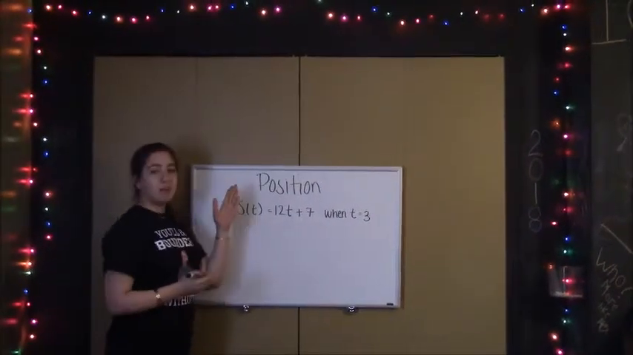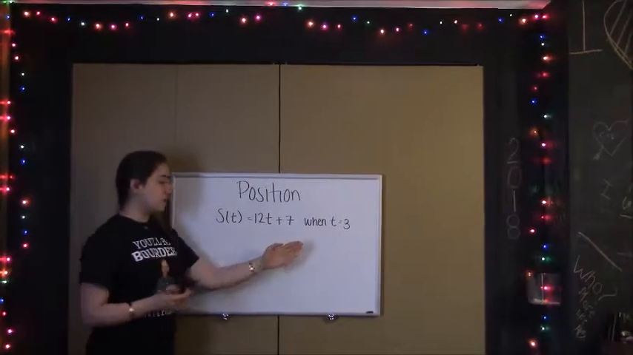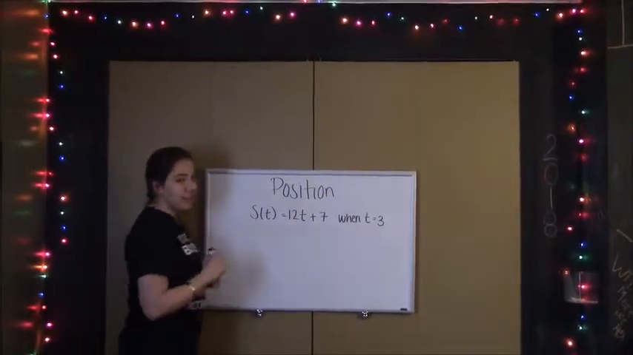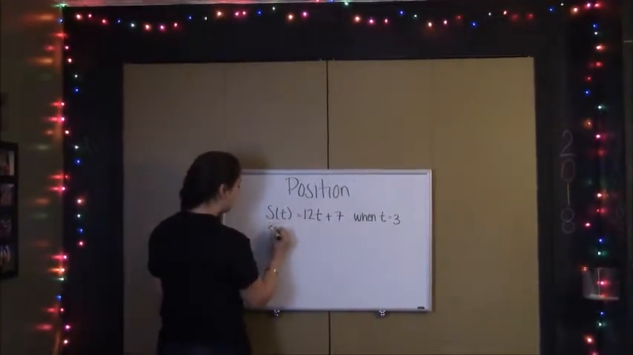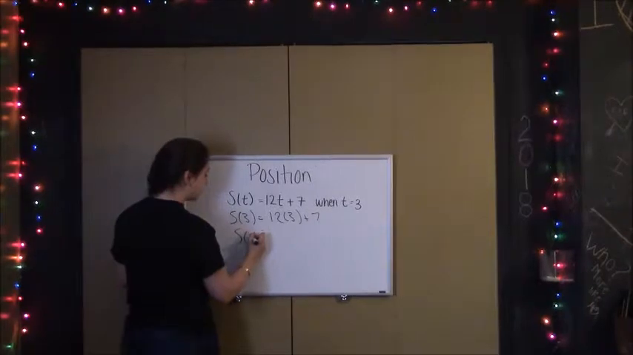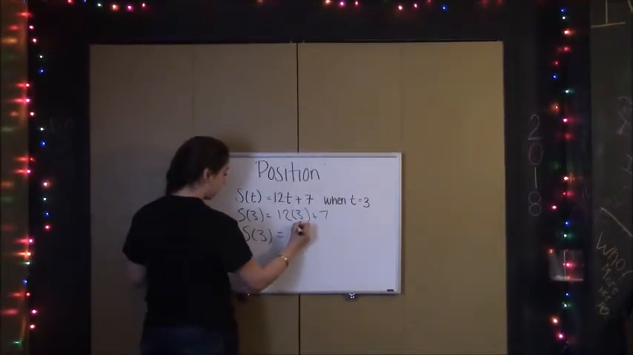So position is the original function. To find the position when t equals 3, you take 3 and plug it into t, and then that gives you your position. So the position when time equals 3 would be 43.